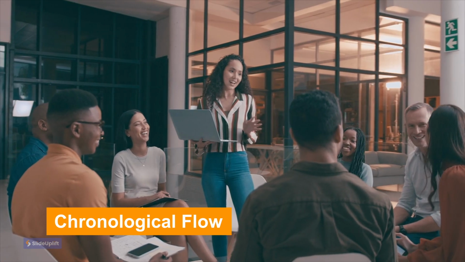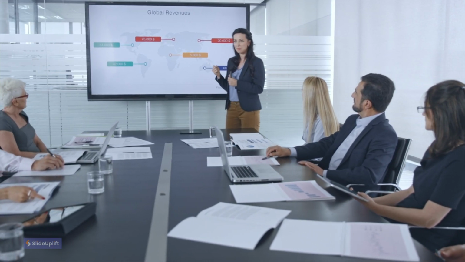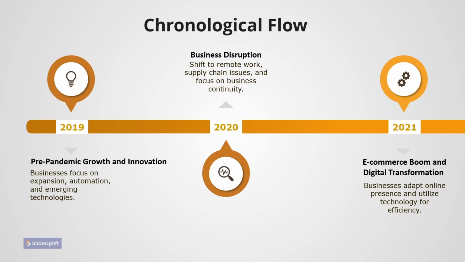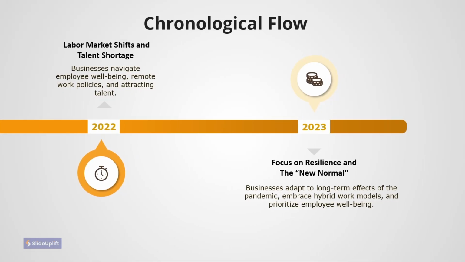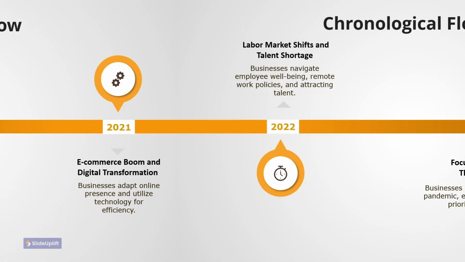1. Chronological flow. First up, timelines. Push transitions are perfect for creating a smooth flow through a chronological sequence. Imagine a project timeline: each new slide pushes in from the left, revealing the next stage. It's visually clear and keeps your audience engaged.